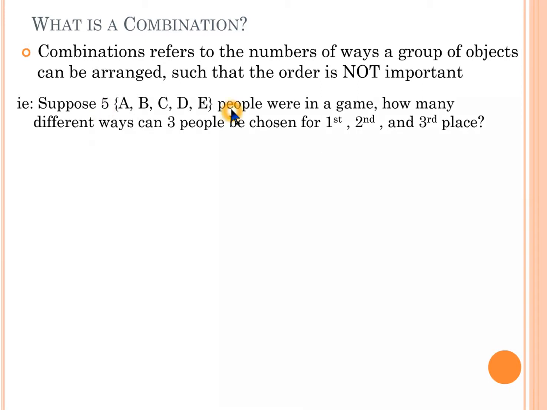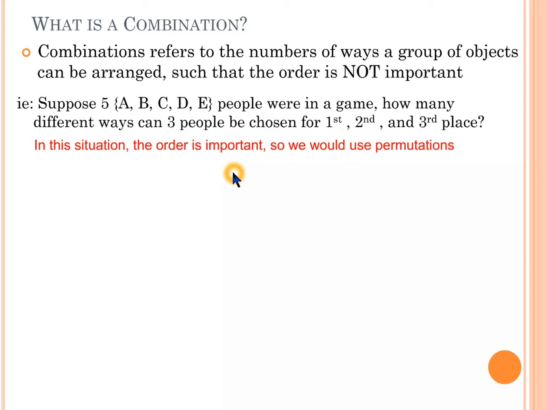Suppose we have 5 people, A, B, C, D, E, and they were in a game. How many different ways can 3 people be chosen for first, second, and third place? Well, since we have the gold, silver, bronze situation, the order does matter, so this will be a permutation. So this will simply be 5 pick 3, and since we have a 3 there, that means we have 3 spots, 1, 2, 3, and since 5 is our N, we start from 5, then decrease to 4, and then to 3. So there are my 3 spots to represent my R value. 5, 4, 3, and this would be 60 ways.